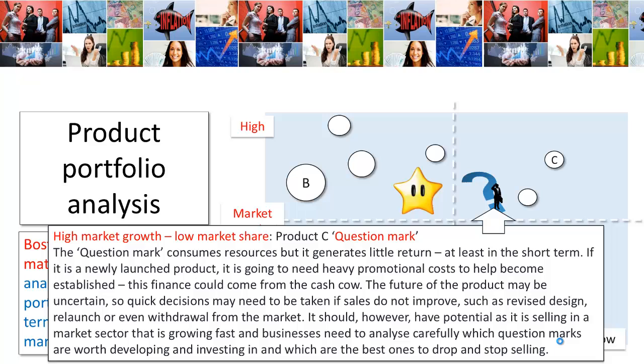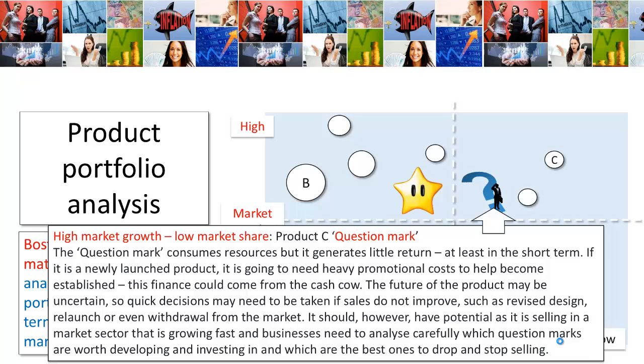Question marks. Now these are a bit of a hit and miss product. We don't really know what's going to happen to them. They're at high market growth, but they've got low market share. The question mark is going to consume resources but generates little in return, especially in the short term. And a question mark could be a new product that's been launched. Now it's going to need heavy promotional cost to help become established, and the finance that would need to go into that extra cost to bump these sales up is likely to come from a cash cow.